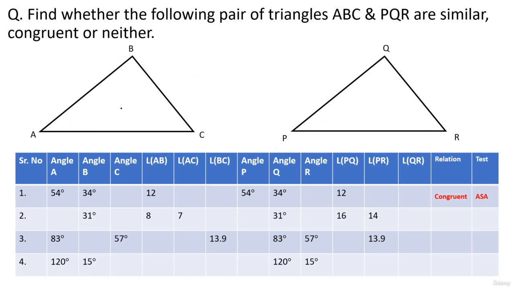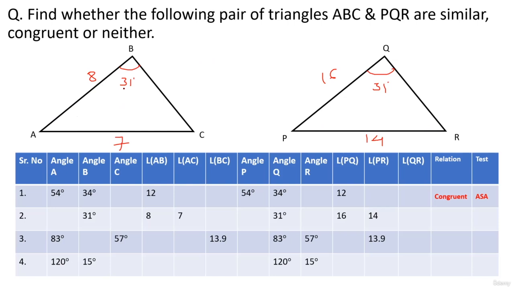The next question says angle B is 31 degrees, then side AB is 8, AC is 7 units, angle Q is 31 degrees, PQ is 16 and PR is 14. I wanted to again pause the video and try this out if you want.